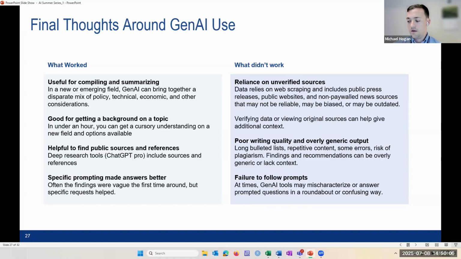Like I mentioned, this very good looking synopsis turns out it was mostly lifted from an existing report that had been written several years ago. And then, as Jacob mentioned, sometimes there was a failure to follow prompts, and it would answer those questions in a roundabout or confusing way.